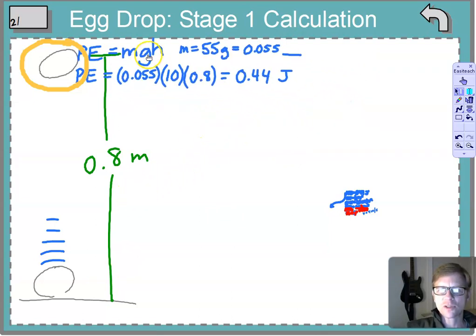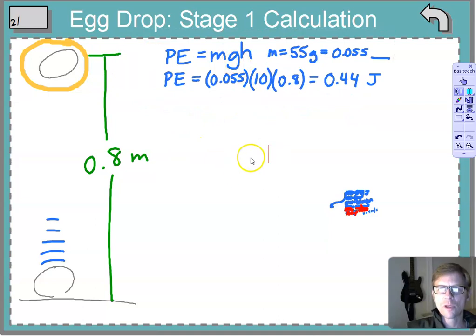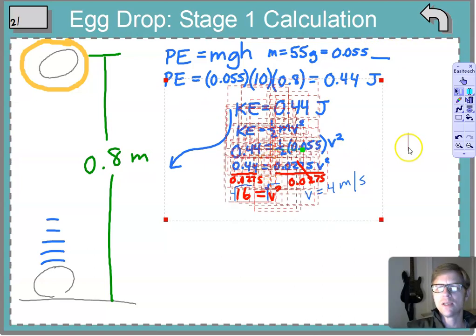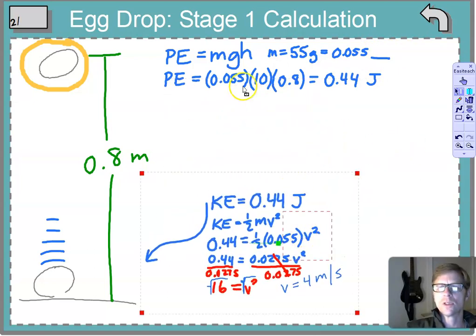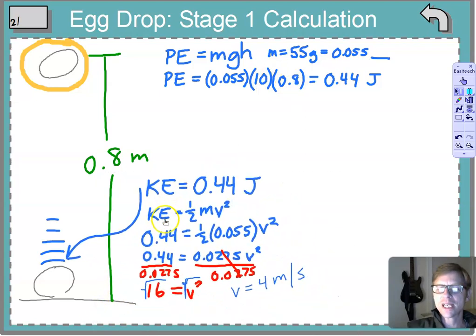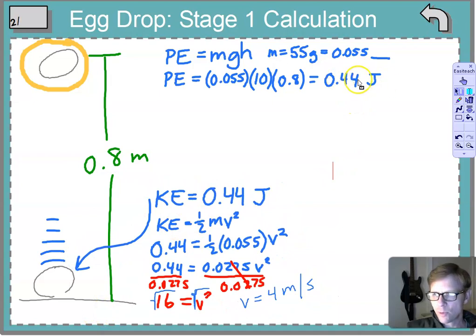I'm going to get the potential energy right here so that I can get the kinetic energy here so I can get the velocity. So potential energy, 55 grams is 0.055 kilograms. Make sure you note all of that. And then the mgh. Again, I use the height just as an example, just as an example to show you how to do this. And then I'm interested in the kinetic energy at the bottom. So I wanted my 0.44 joules.